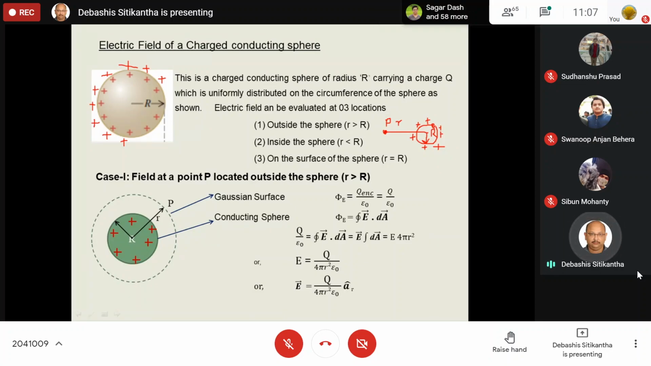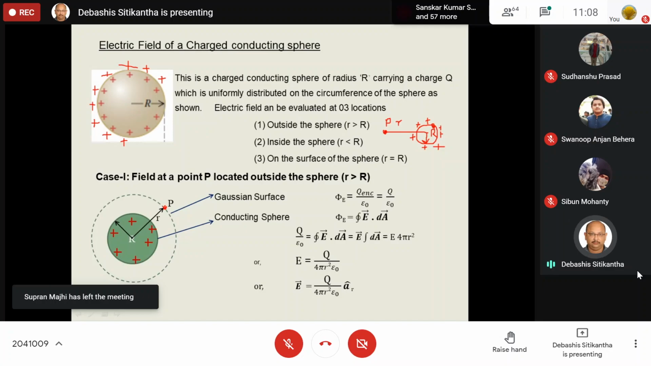Now, the first case is the field at a point P located outside the sphere. As I told you, there is a particular procedure for the application of Gauss law. What we are first going to do is, so this is your sphere. The next step is to identify where we need to find the electric field. So naturally, we are going to find the electric field at the point P over here. Now P is located at a distance of r from the center of the sphere.